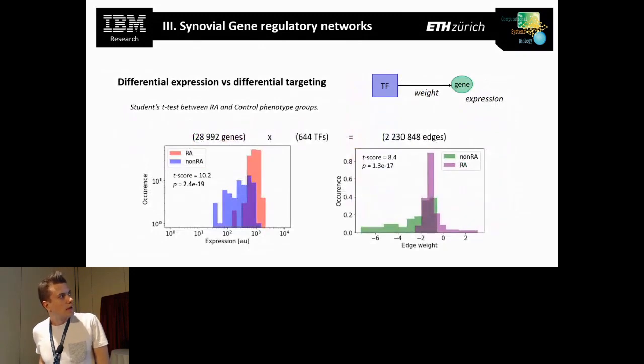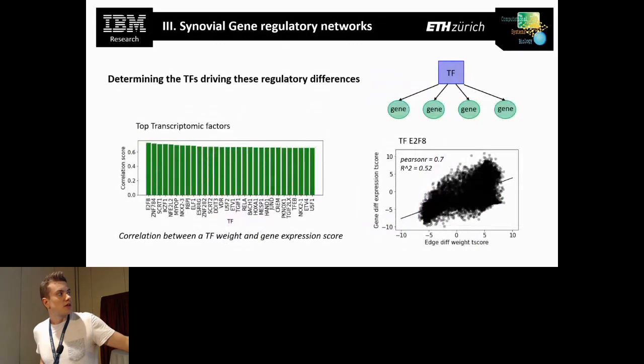And this can tell us information. For each TF, we can check if there is any correlation between the expression and the edge weight, and this can tell us which TFs are the most involved in the disease. So if a TF has a very high correlation between its differential targeting and its differential edge weight, we can expect that this TF might be very important for the disease. Here is an example of how it looks. Because the TF has around 1,000 targets, each point here is one target gene, and you can see a positive correlation between the weight score and the expression score.